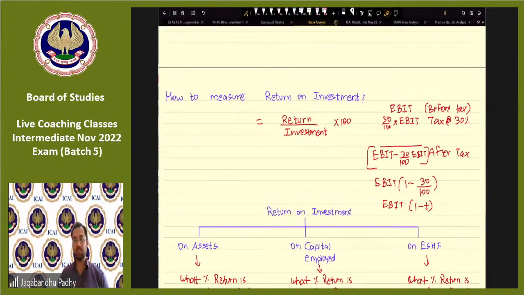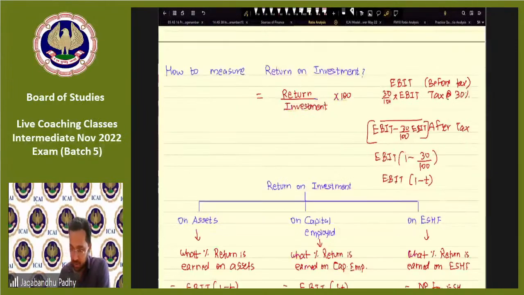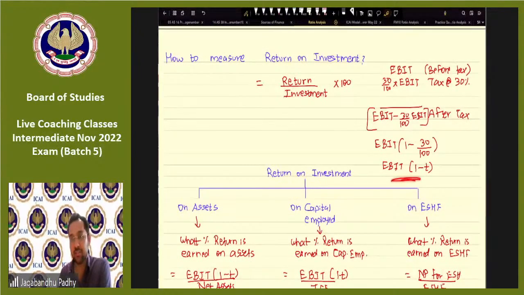Why are we taking 1 minus T? Is this funda clear? Yes, now is it clear? Raghavendra. Yes, your answers are reaching me, Raghavendra. But I don't think that you have answered anything till now. You're just asking whether my answers have reached you. Okay, so I hope this EBIT (1 minus T) funda is pretty clear.